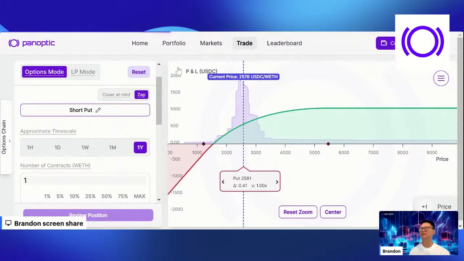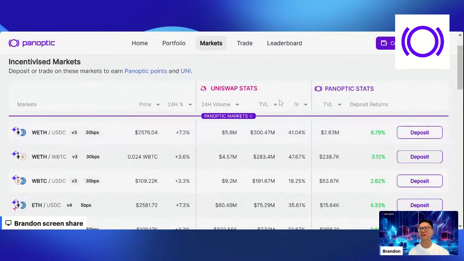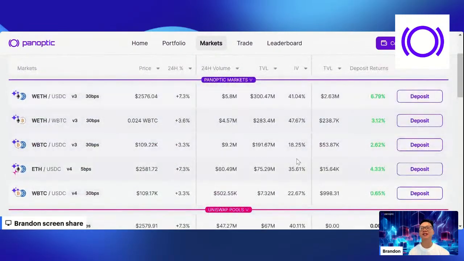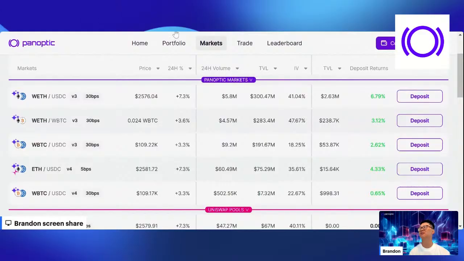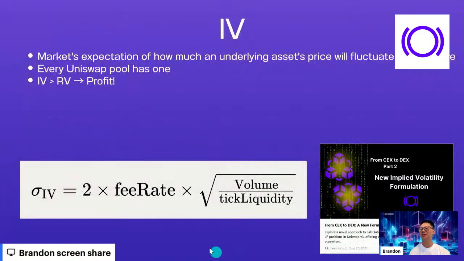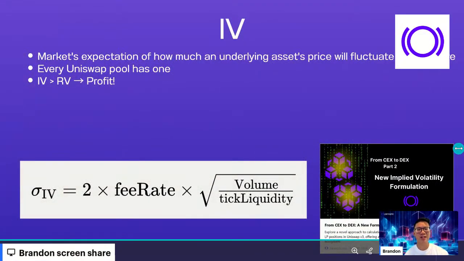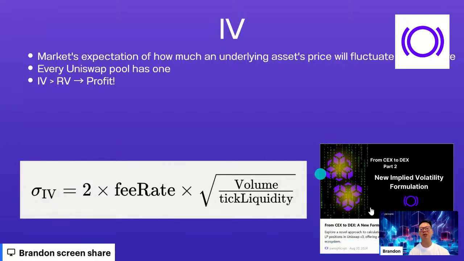You'll see different IVs here under the Uniswap column. That's all based on basically the Uniswap data. So this is actually independent of Panoptic, and it's purely a Uniswap metric that we've explored. If you want to learn more about this, check out our article called New Implied Volatility Formulation on panoptic.xyz/research.